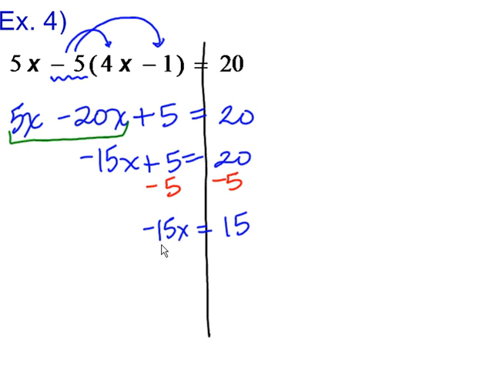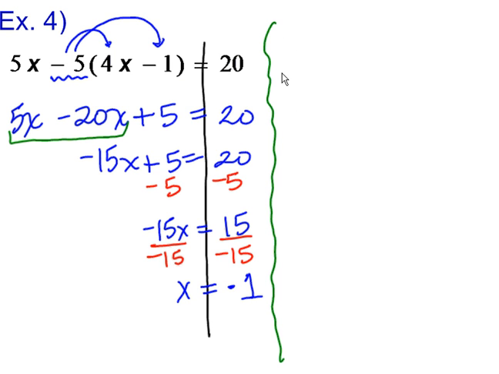Again, we want to get the x alone, so let's divide both sides by negative 15. And we find that x equals a positive divided by a negative is a negative. Any number divided by itself is 1. So we're thinking it's negative 1. So let's check. And let's plug it in.